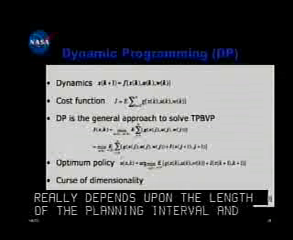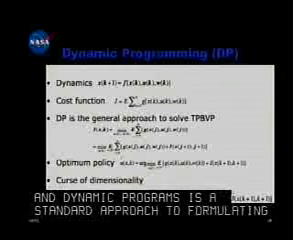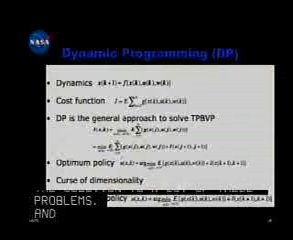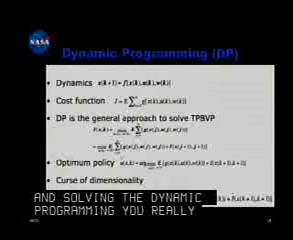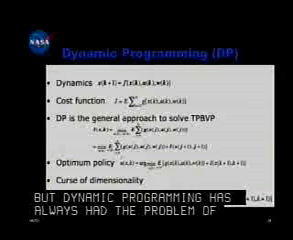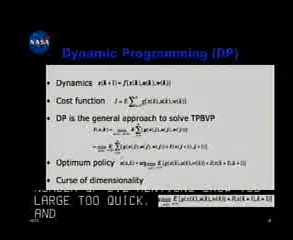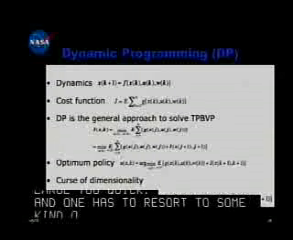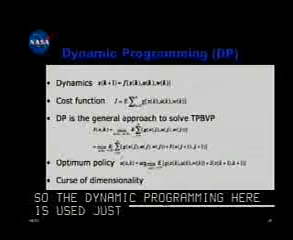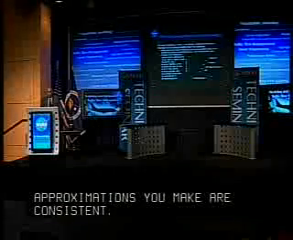And dynamic programming is a standard approach to formulating the solution to a lot of these problems. And solving the dynamic programming, you really will get the control policy. But dynamic programming has always had the problem that the number of dimensions grows too large, too quickly, and one has to resort to some kind of an approximation. So the dynamic programming here is used just to provide you with a framework so that the approximations you make are consistent. Okay, so could I have the next view graph, please?